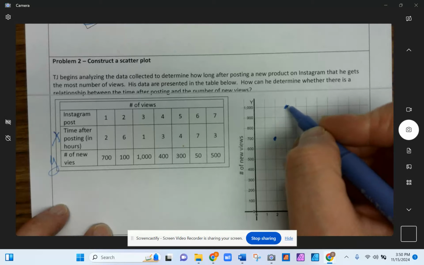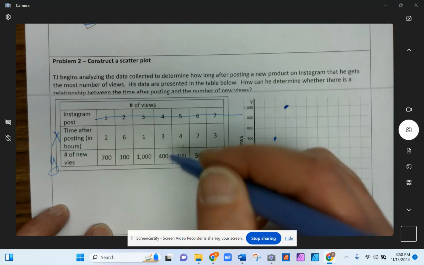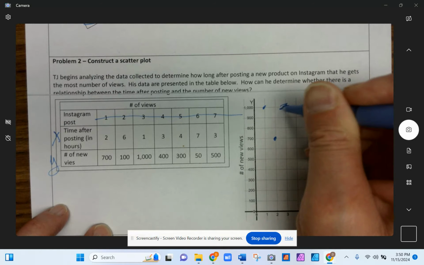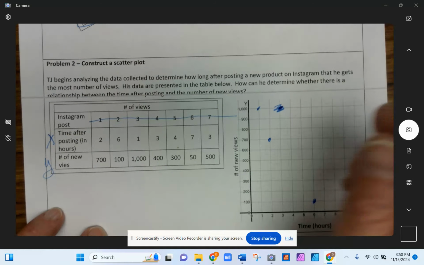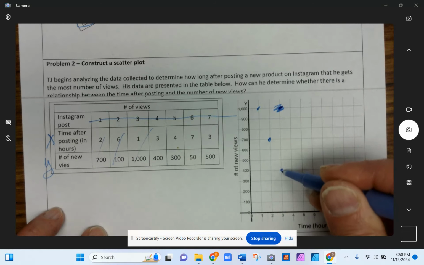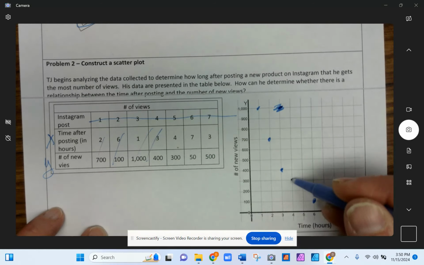No, my bad. That's not right there. That's inaccurate. I think I'm getting confused here. 2, 700, 6, 100, 1, 1,000. And that's a mistake right there. Okay. All right. 3, 400. Okay. 4, 300. 7, 50. So actually right there. And then 3, he got 500. Okay, so again, that's a mistake.